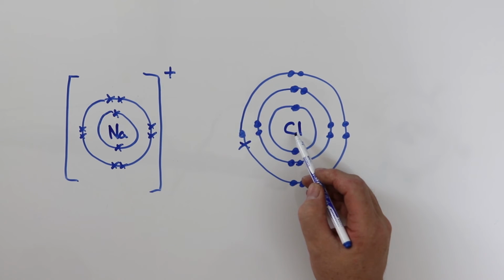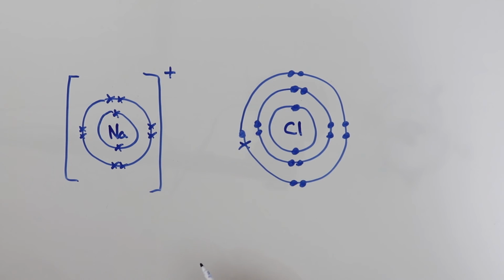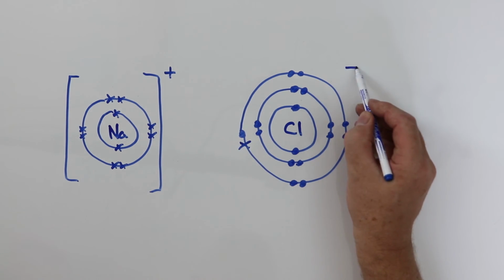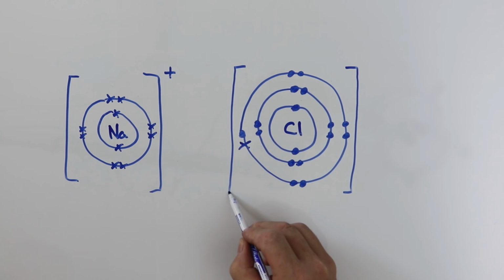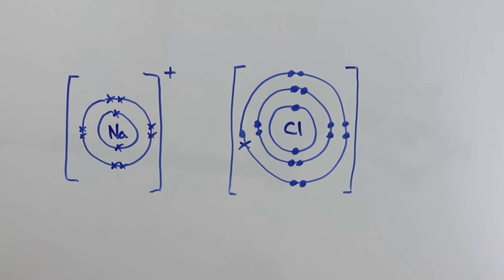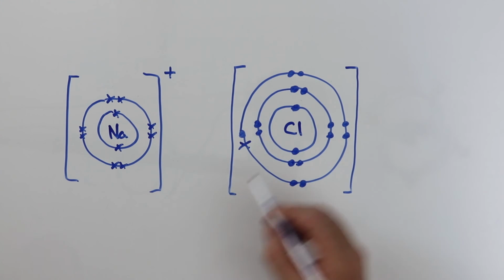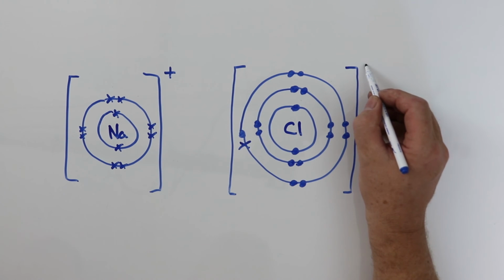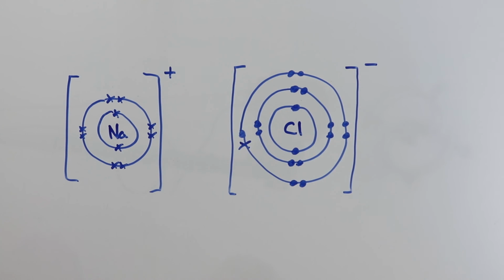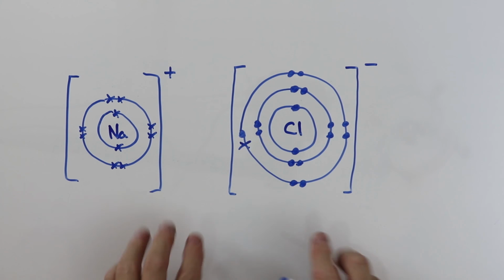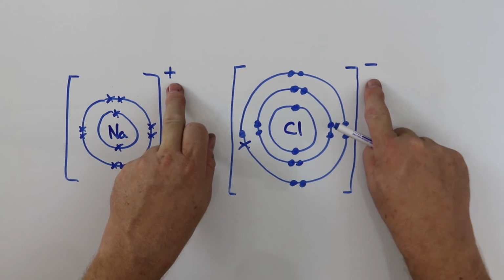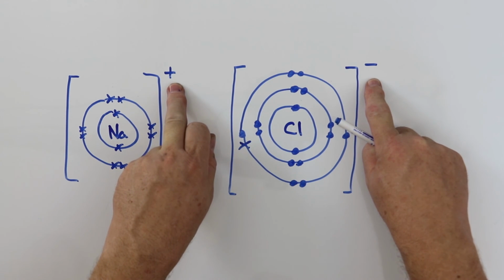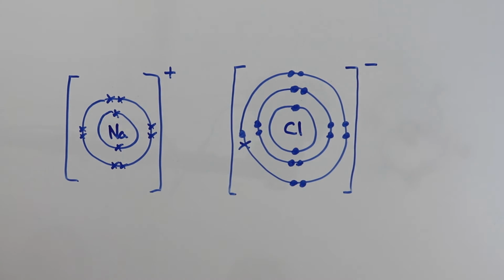The chlorine, having gained an extra electron, becomes a chloride ion. It has now 1 more negative charge than the positive charges in the nucleus. So chlorine has become the chloride ion, which is 1 minus. So we represent these ions with the square brackets around them and the plus and minus charges to represent the charge on the ions.